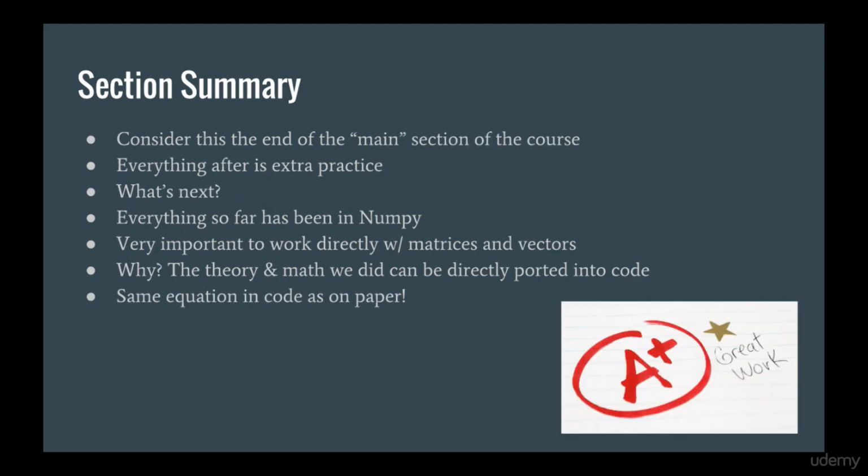So this is the end of what I would consider to be the main section of the course. Everything after this is extra practice. So what comes next? Everything we've been doing up till now has been in NumPy. This is really important because you want to work directly with the matrices and vectors that we looked at in the theory sections. And this is a really important theme of this course. Everything we did always started out with some theory and some math, and then afterwards we directly translated that into equivalent code. Oftentimes, it was just a matter of writing out the equations we learned in code. So it was a direct translation of the equation you saw on paper into the same equation in code. No special coding knowledge was needed.